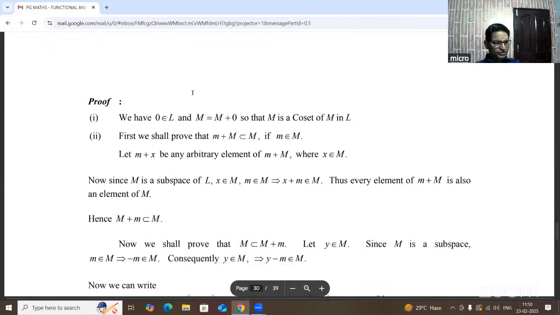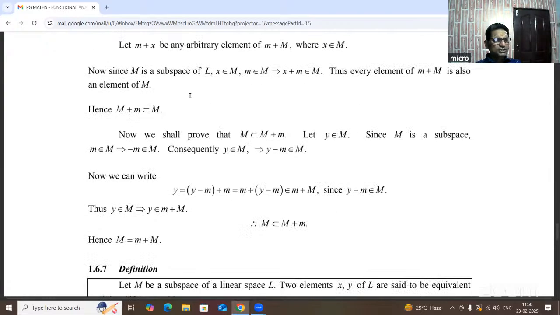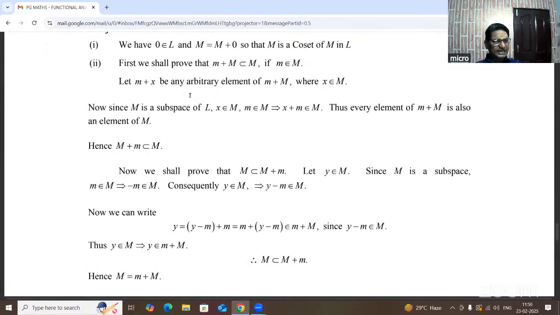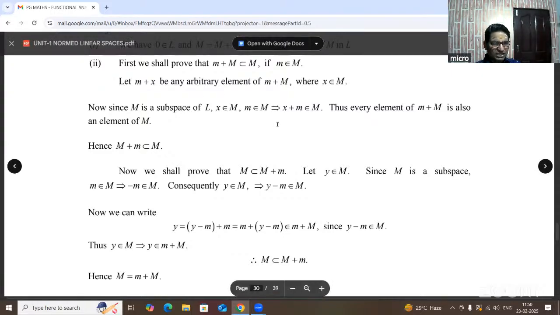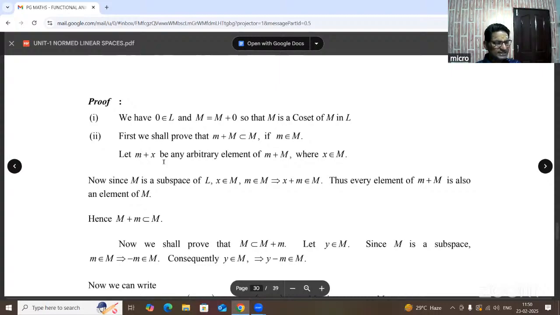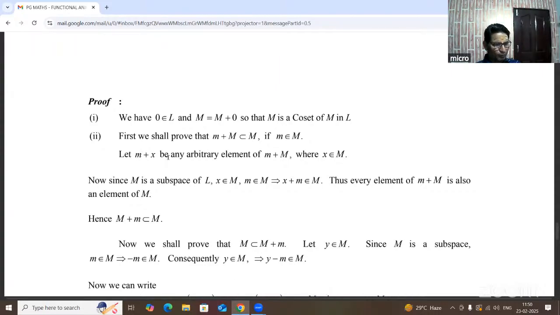So just you have to see and refer this proof. We have 0 consisting of L and capital M, which can also be written as M plus 0. So that's why M means M plus 0, because 0 is the zero element in the linear space. At the same time, the coset of M in L is there. That is the simple expression of the first proof. And then automatically the second one: a left or right coset is also a coset.